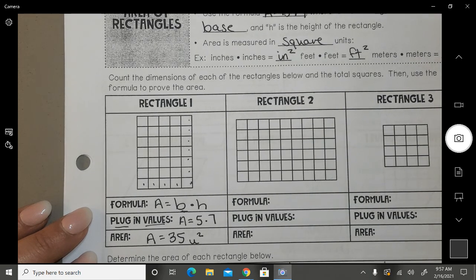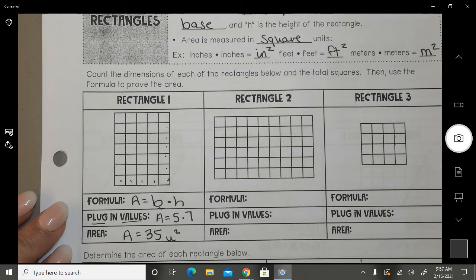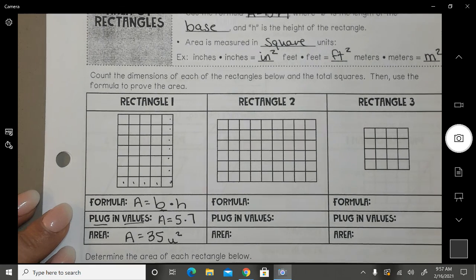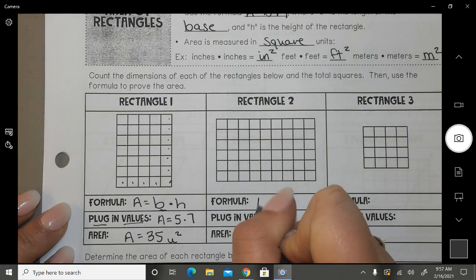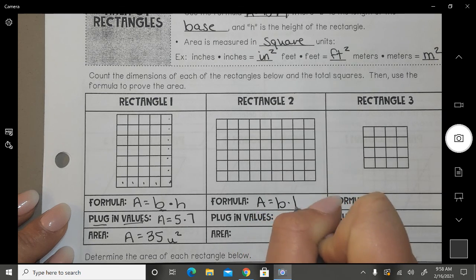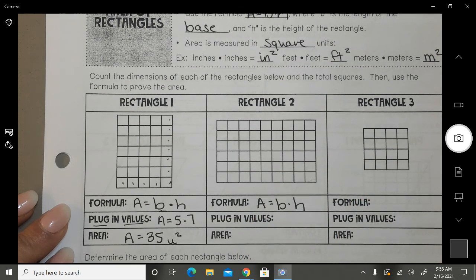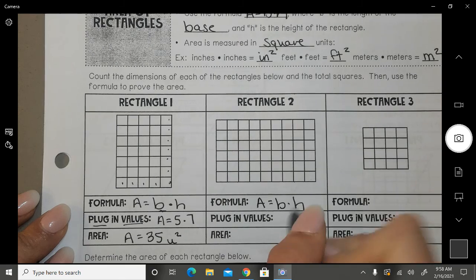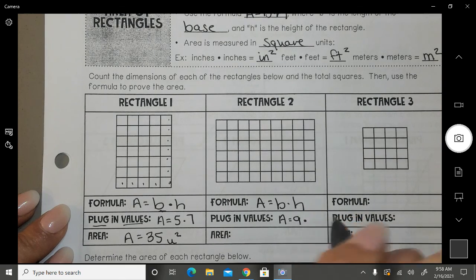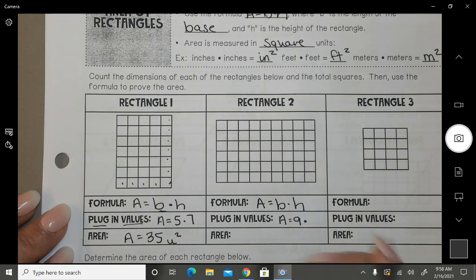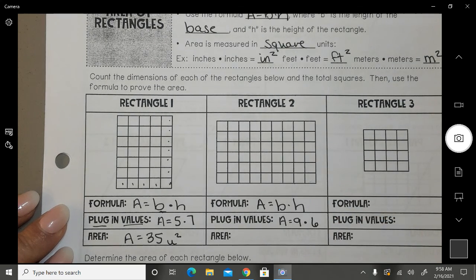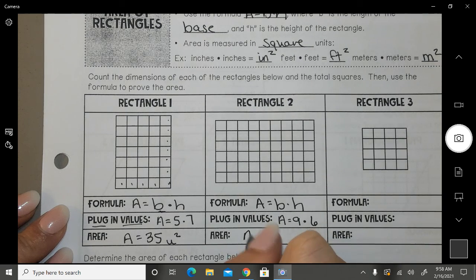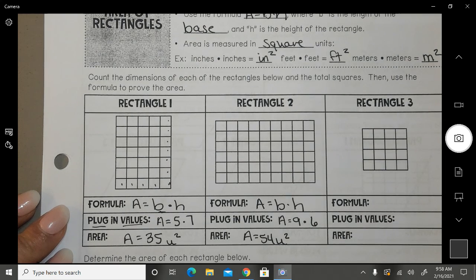So each time we're going to write the formula, plug in the values, and write the area. Which one do you want to do, rectangle 2 or rectangle 3? 2? All right, so first thing we're going to write is our formula. Every time, area equals base times height. What's my base going to be? How many squares are there? 9 squares at the bottom, so area equals 9 times the height, 6. 9 times 6 is 54. So the area is going to be 54 units squared.